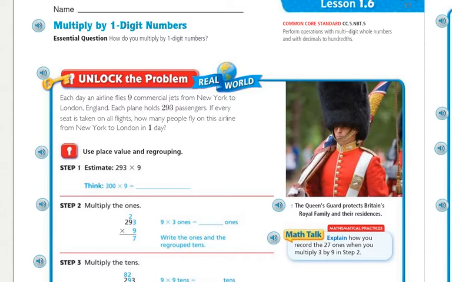Each plane holds 293 passengers. If every seat is taken on all flights, how many people will fly in this airline from New York to London in one day? So we can use place values and regrouping.